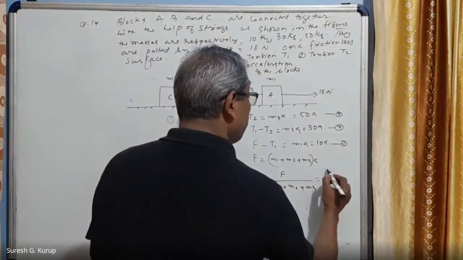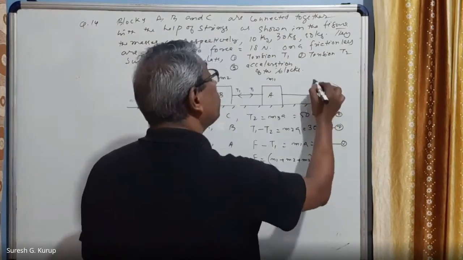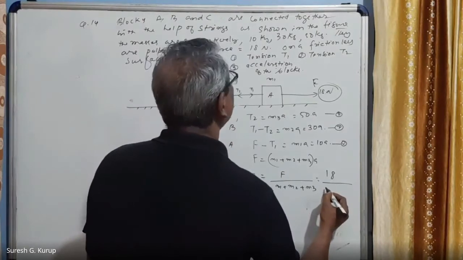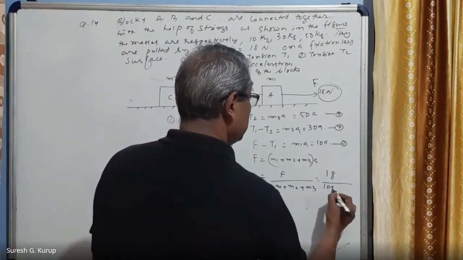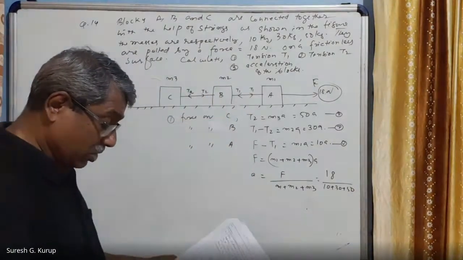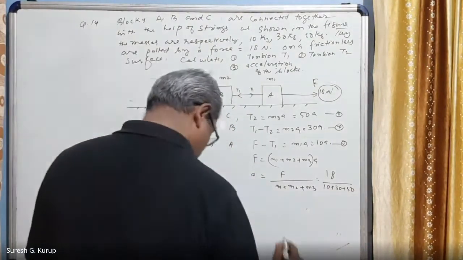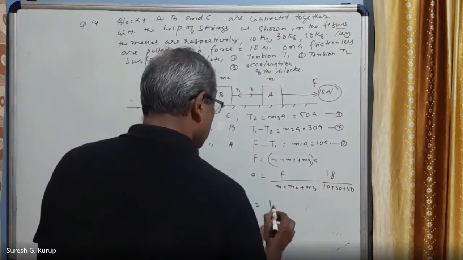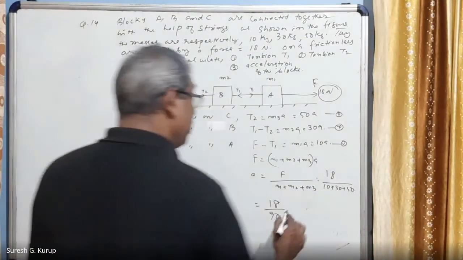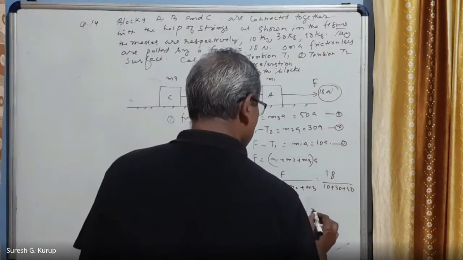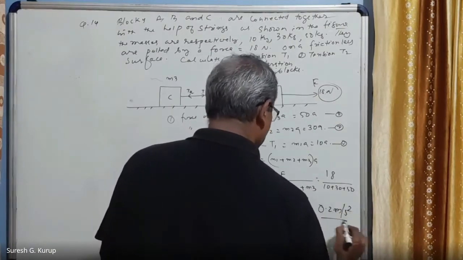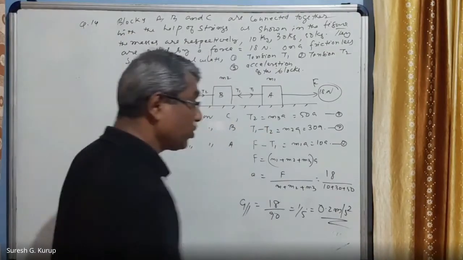That is equal to F means 18. Everybody knows force is F only. 18 divided by M1, M1 is 10 plus 30 plus 50. So this is equal to 18 divided by 90. That is equal to 1 by 5, that is 0.2 meter per second square. This is the acceleration of the system.